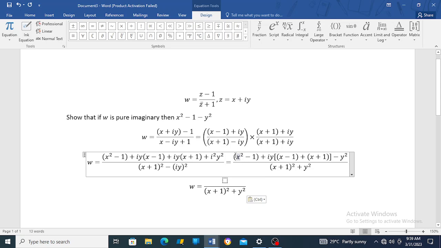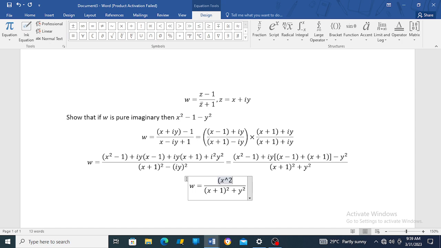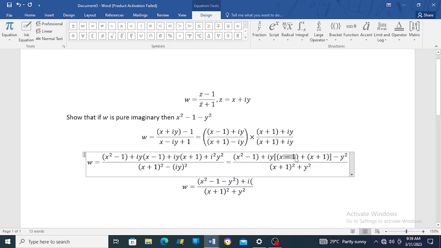The real part, you see, the real part will be x squared minus 1 minus y squared. So we have x squared minus 1 minus y squared. Okay, now plus i into, now the imaginary part, right, you see that this -1 we add up to this one to give us 0. This x will add up with x to give us 2x. Then we need to multiply it by y, so we have 2xy.